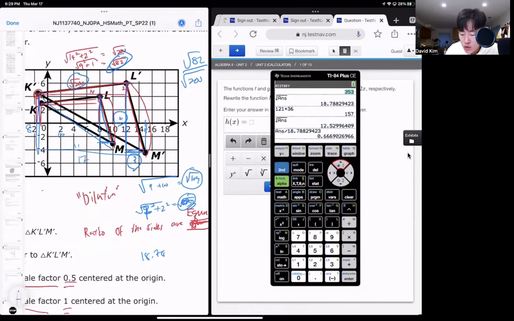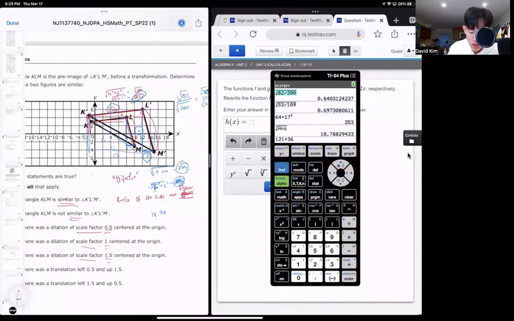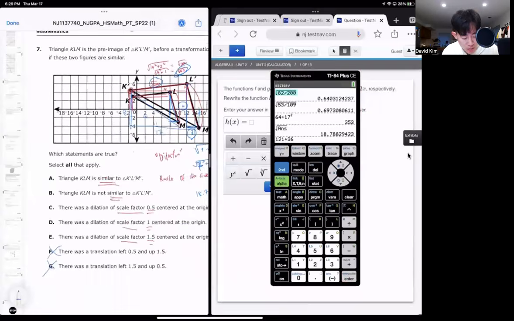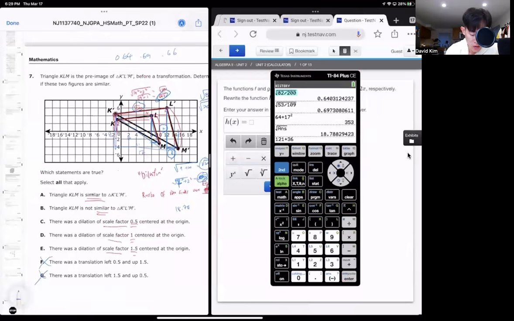Now, what you want to understand here is that when you take a look at the ratio of each of those sides, they kind of tend to differ, but not differ by that much. One of the ratio was 0.64, other one 0.69, and the other one was 0.66. So there was a dilation of scale factor 1.5 centered at the origin. I honestly don't know what to go about this because the numbers are quite different. So I'm just gonna say triangle KLM is not similar.